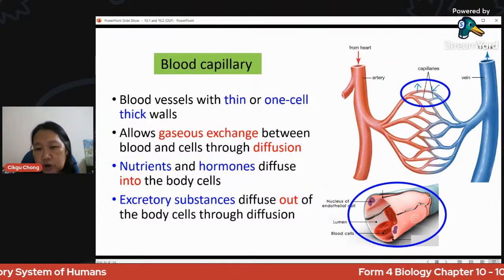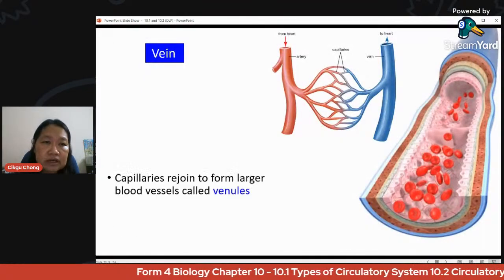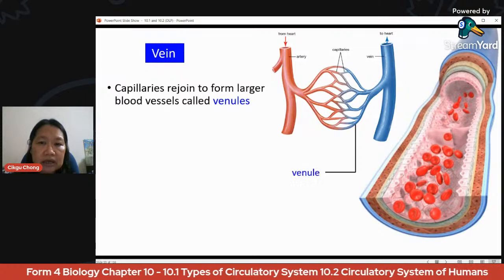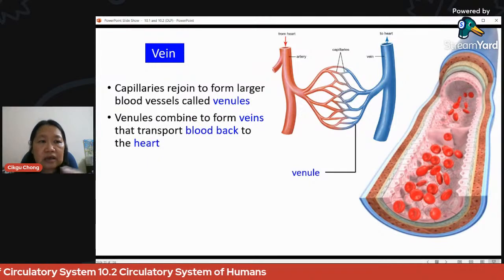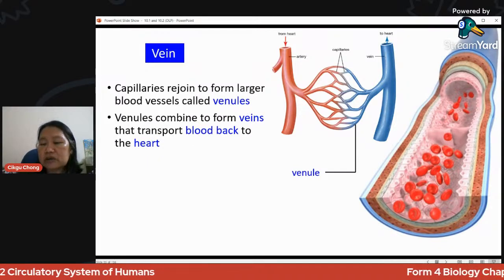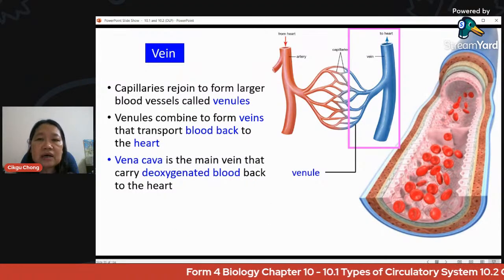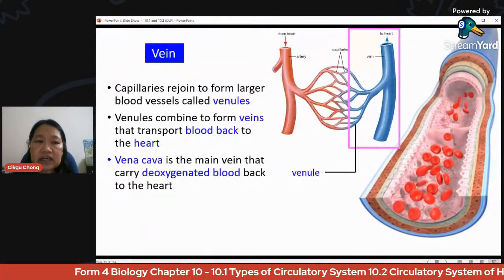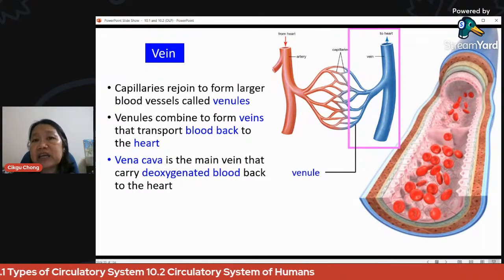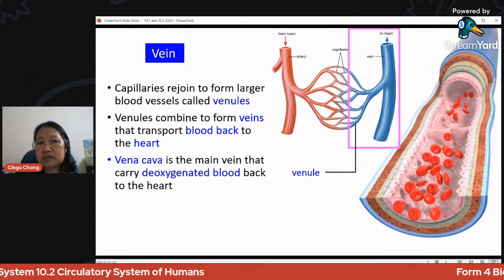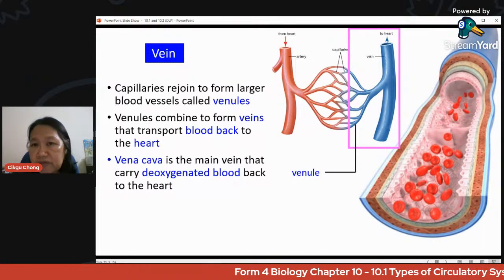And the capillaries later join together to form the next part, which is the vein. Okay, so you can see the capillaries, they rejoin. They join back and they form the venules first. Venules are the smaller ones. And then after that, many venules will join together to form the vein. And these many veins will join back to become the main blood vessel that is called the vena cava, that pours the blood back into the heart to the right atrium. Okay, so it's all connected. From the artery, then the capillary, and then the vein, and back to the heart.